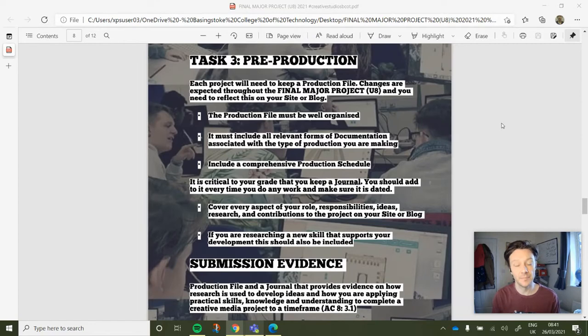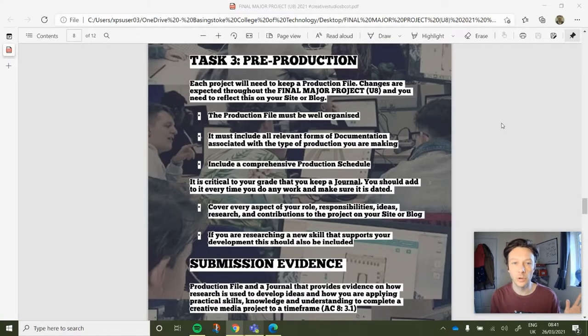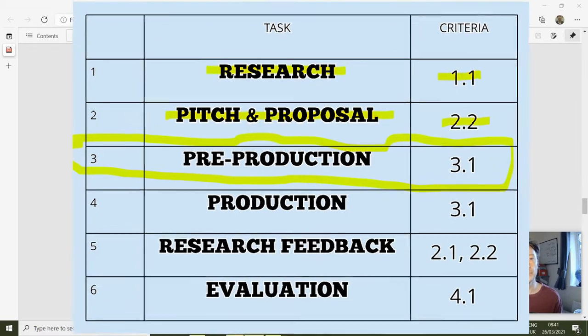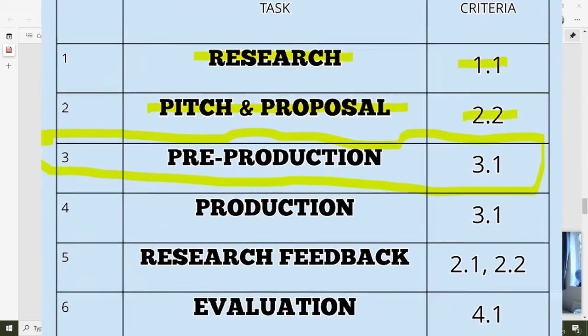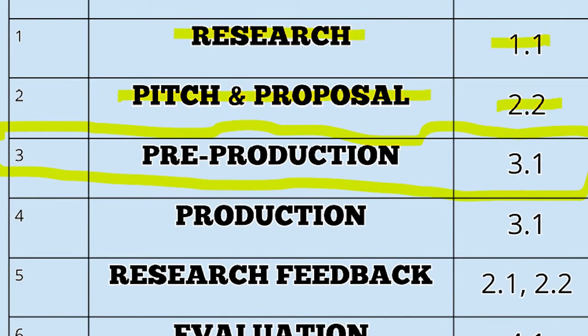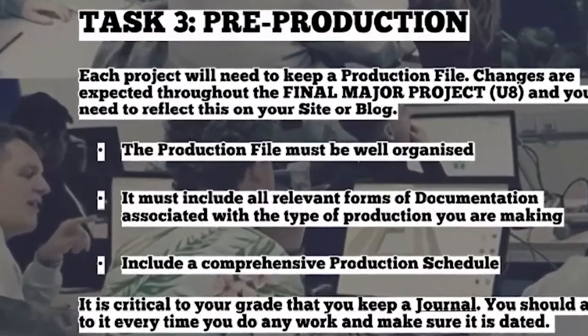Task 3, pre-production. At this stage of the final major project, we've completed Task 1 research, Task 2 pitch and proposal, and now we're focusing on the third of 6 tasks, which is all about planning.